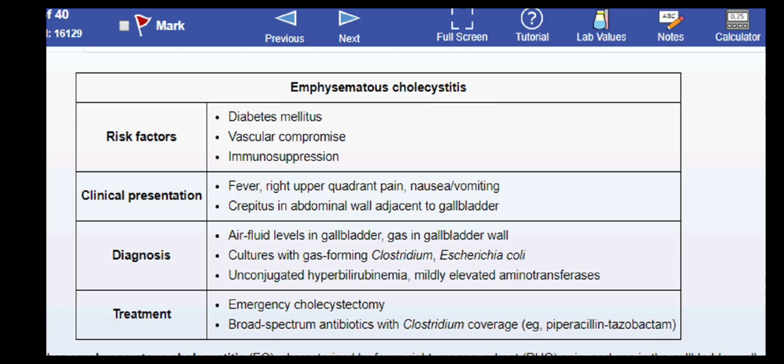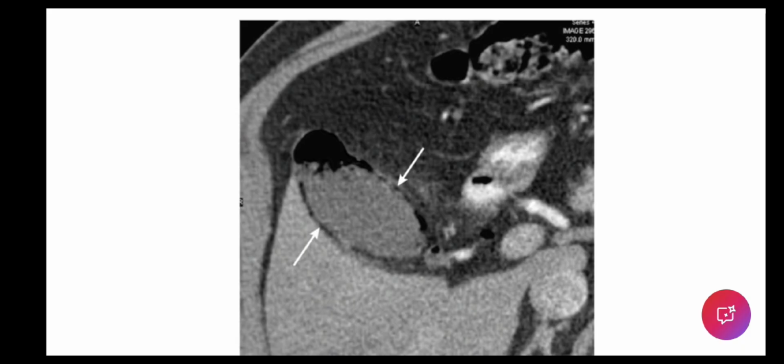We'll see hyperbilirubinemia, elevated unconjugated bilirubin, and mildly elevated ALT and AST. The treatment is surgery, with Clostridium coverage, meaning piperacillin-tazobactam. This is the treatment or gold standard drug of choice for emphysematous cholecystitis. Okay, if you see here the black around the cyst, this is the gas. We don't see it in the normal gallbladder.